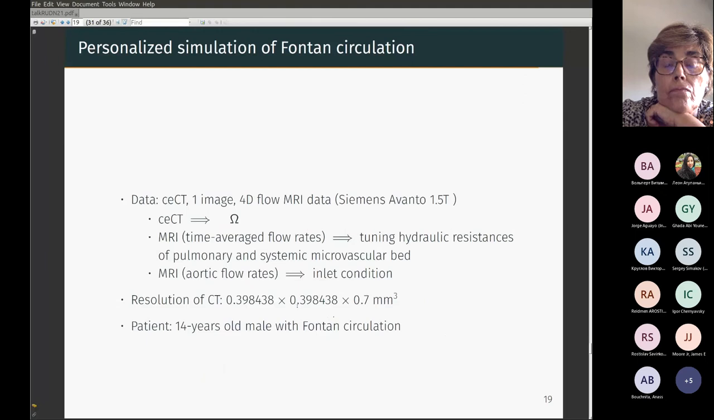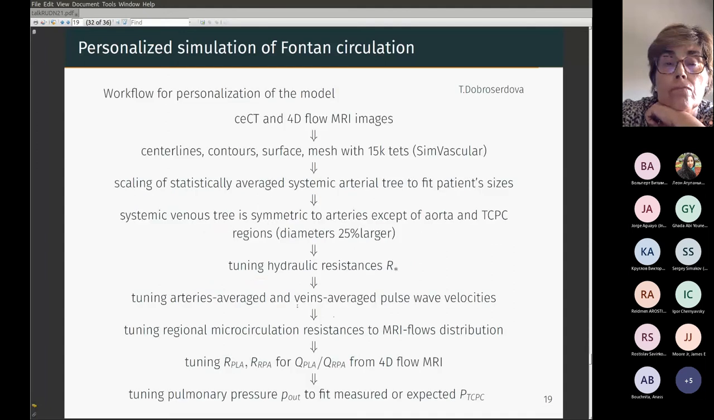That's why we have to minimize the use of data from 4D flow MRI and use only time-averaged flow rates, which allow us to tune hydraulic resistances of the model, and that's it. The computed tomography produces for us, of course, the 3D domain and the mesh. Unfortunately, I have no time to discuss the workflow, how we personalize this two-scale model.